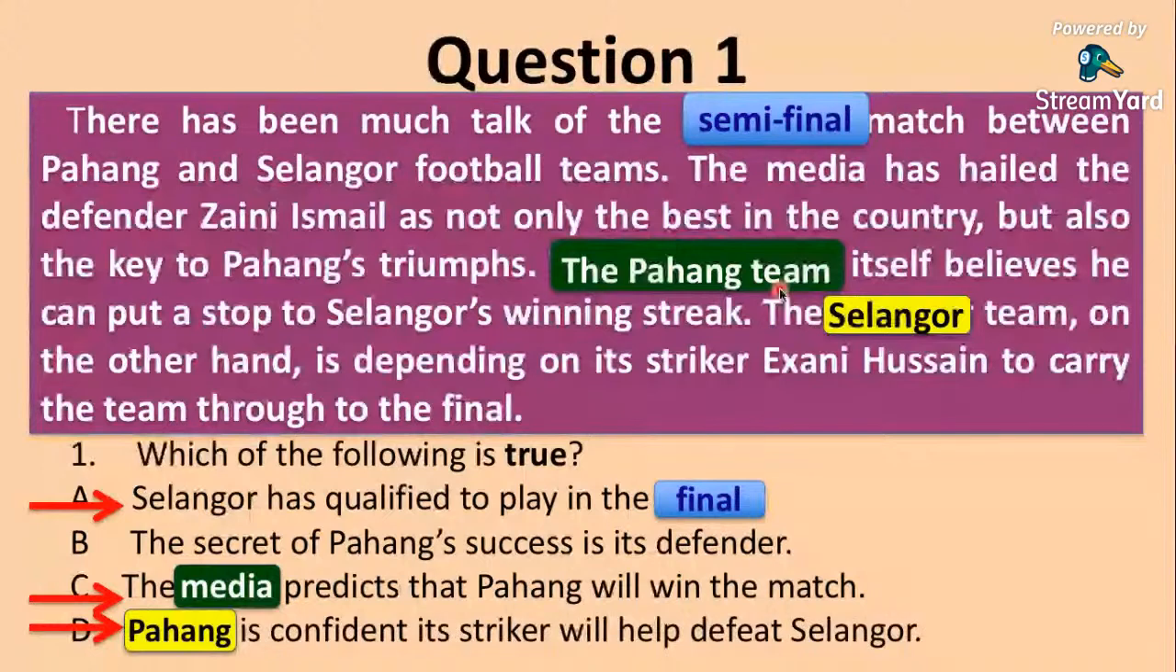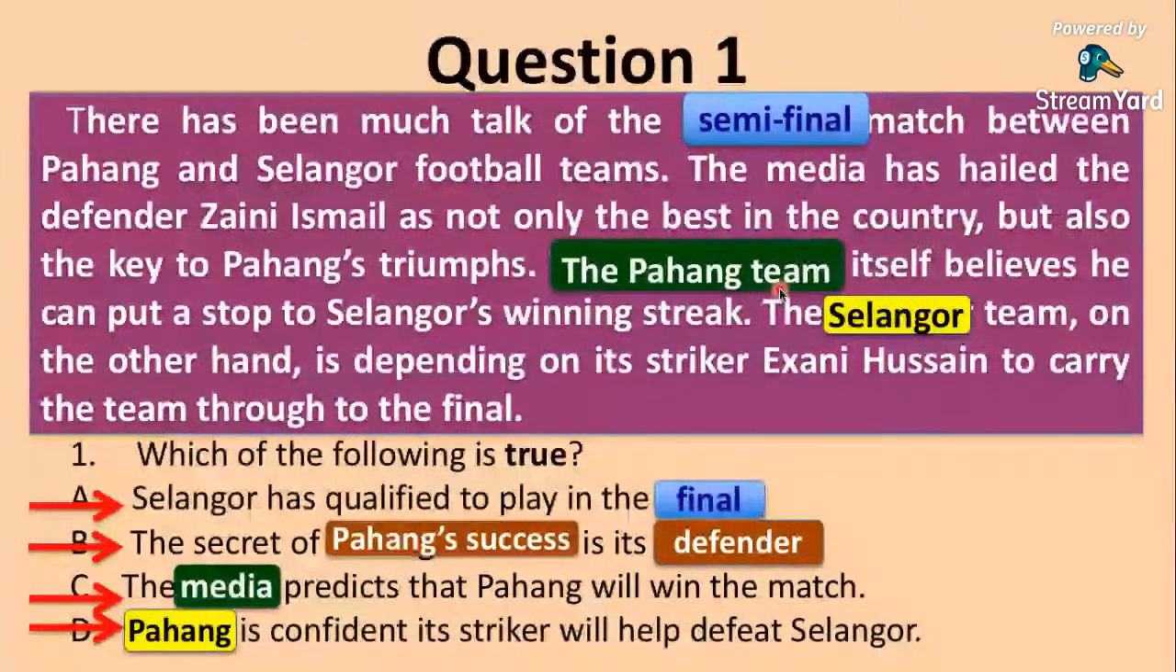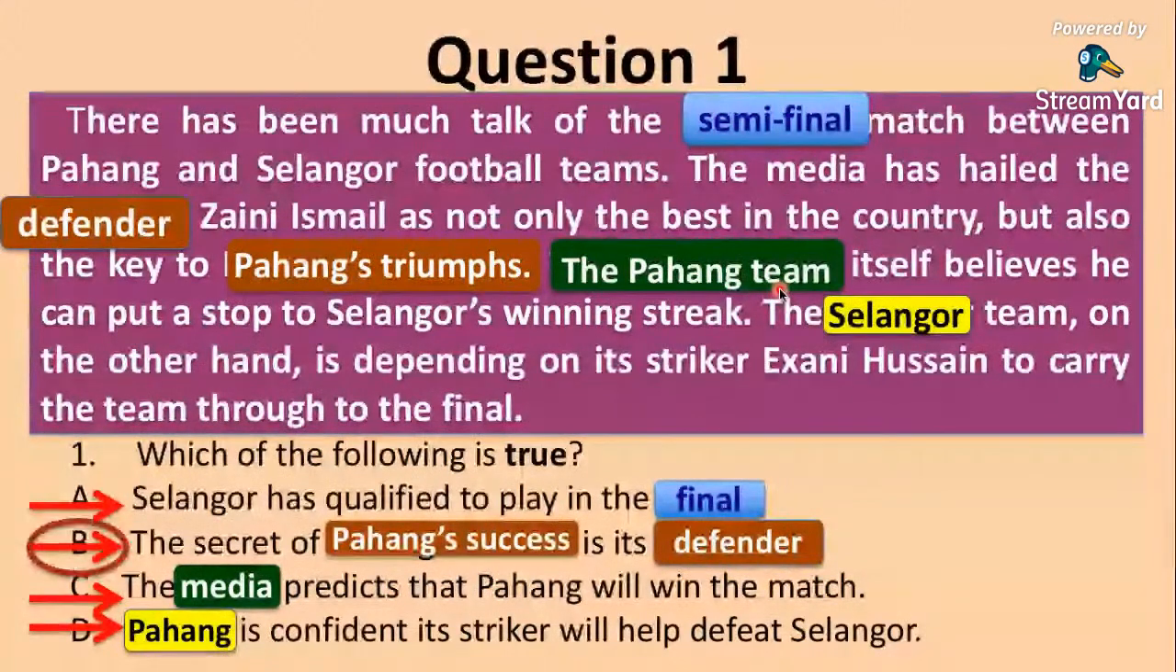So obviously A is also wrong, and therefore, as all of you have tried to answer, B is the answer because of the word "success" and the keyword "defender". When you look at the text, you will see the word defender, Pahang's triumphs. Triumph, success, they just rephrase the word, but it means the same thing, and therefore number 1 is actually B. So good job to all of you who attempted this question. You guys actually got it right. Okay, so number 1 is the easy one.